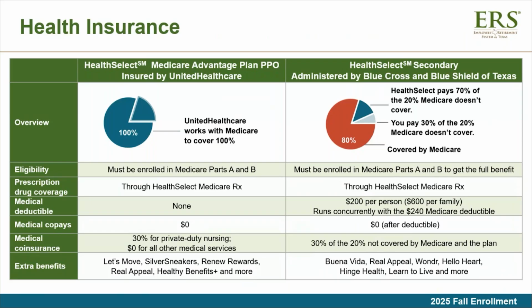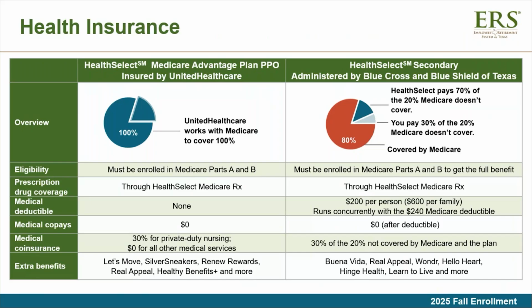The second option is the Health Select Secondary plan. This is administered under Blue Cross and Blue Shield. So this plan pays secondary to Medicare, and in some cases pays primary if a service is not covered by the basic Medicare policy. Now, this plan does come with a deductible.